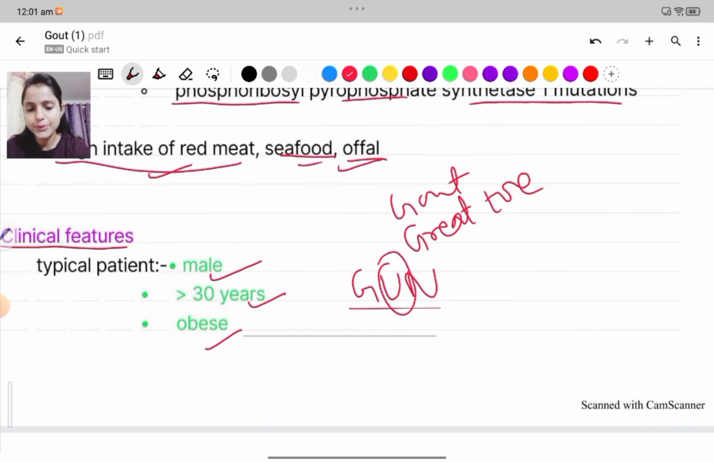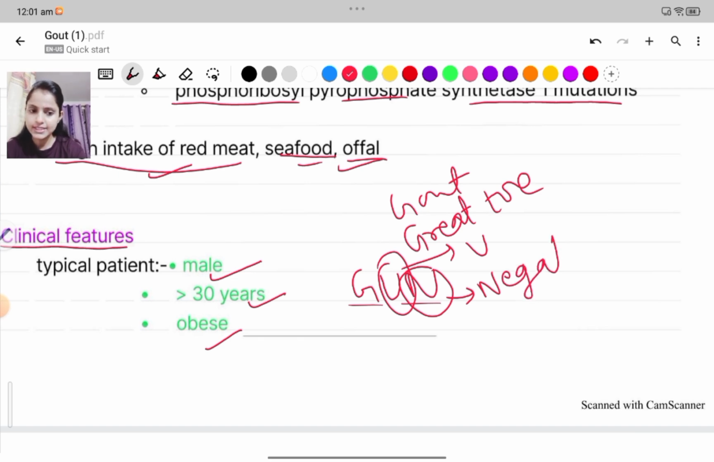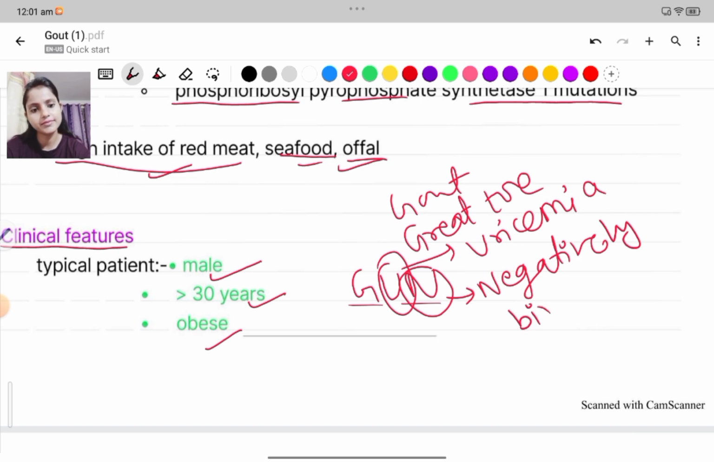U for hyperuricemia, and N for needle-shaped crystals, which are negatively birefringent. When the synovial fluid is seen under polarized microscopy, the crystals appear needle-shaped and negatively birefringent. Hyperuricemia, negatively birefringent, and needle-shaped crystals.